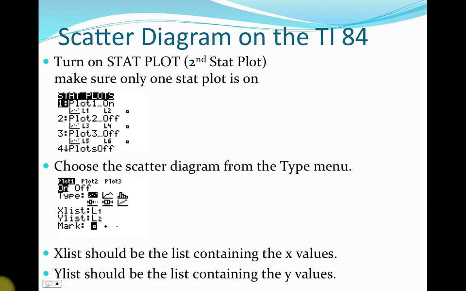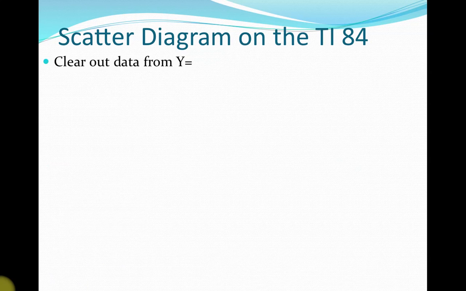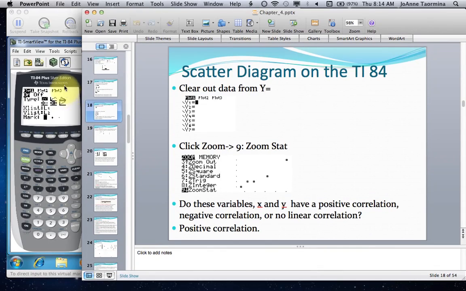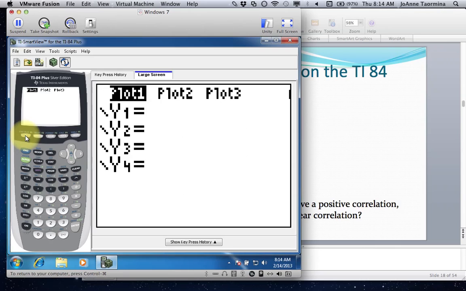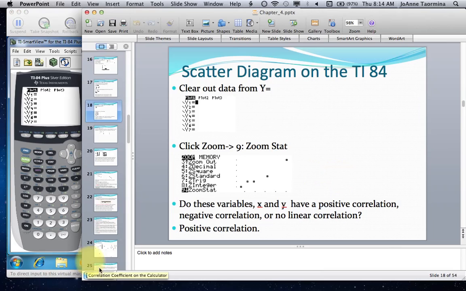Okay, so X list should be the list containing the X values, and Y list should be the list containing the Y values. You want to make sure that, sometimes students will have problems because there's data in Y equals. So if we press Y equals, if you have anything here, make sure it's gone. Scroll all the way down and make sure there's nothing there. You could press the clear button when you come over something that shouldn't be there.